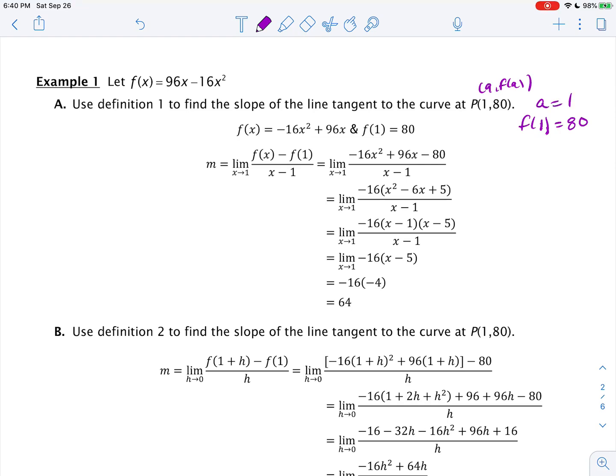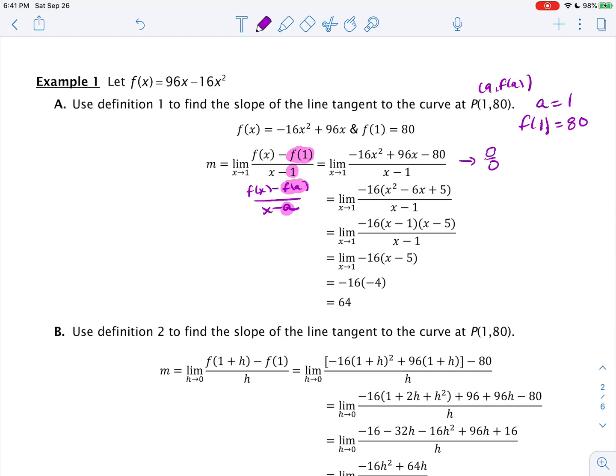Good? So we're just going to plug in, this is our f of x minus f of a over x minus a, and so we're plugging in our 1's and our f of 1's, right? Just to see where we can apply what we're given. And so we have our f of x is minus 16x squared plus 96x. We're subtracting f of 1, which is equal to 80, over x minus 1. We note that that is going to give us a 0 over 0. So we know to factor out an x minus 1.